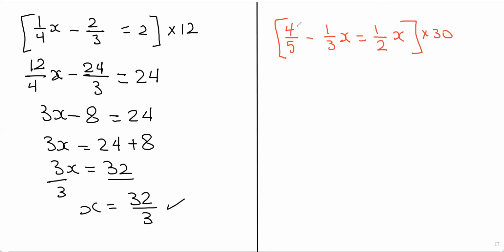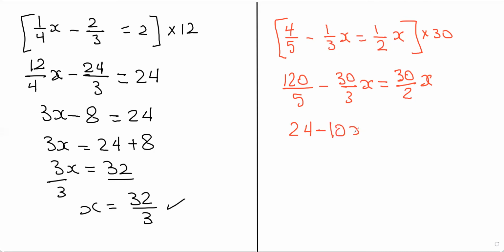Now remember, we multiply just to the top in the fractions. So we have 120 over 5 minus 30 over 3x equals 30 over 2x. Now let's simplify this. 120 divided by 5, you could put that into your calculator, and that will give you 24 minus 30 divided by 3 is 10x, and this will be 15x.